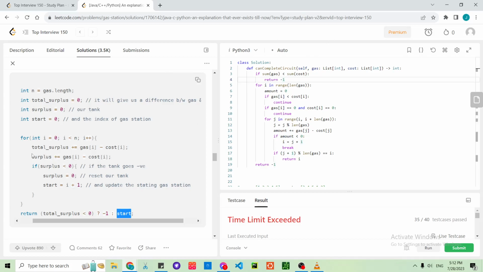So apparently all we need to do is to just do this, and if it's 0, wait, start is i minus 1.